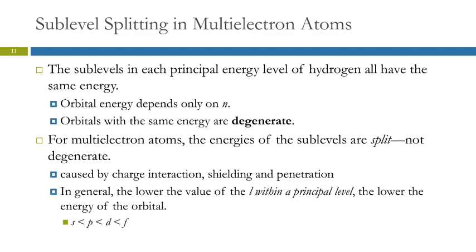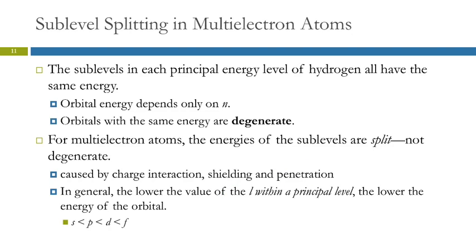So the sublevels in each principal energy level all have the same energy. The orbital energy depends only on n. And so the word we use for this is degenerate, things with the same energy. So all of the orbitals in a given principal energy level for hydrogen have the same energy. It's only true for hydrogen. When we get to more electrons, everybody else, the energies of those sublevels are split. They're not the same. They are not degenerate. This is caused by charge interaction between electrons, by shielding, and by penetration.